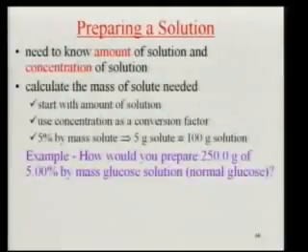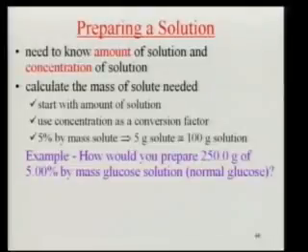All right, we left off with this slide. We were talking about making solutions. Concentrations are important so that we know what's there, how many moles of solute are present, because that's going to determine how dangerous something is or how much it's going to react. We started with by mass solutions, and the last thing I asked was how would you prepare 250 grams of a 5% by mass glucose solution? In other words, normal glucose.